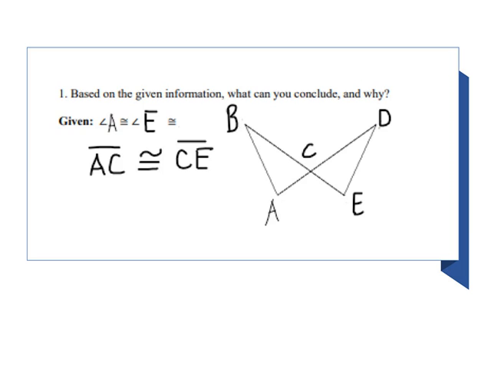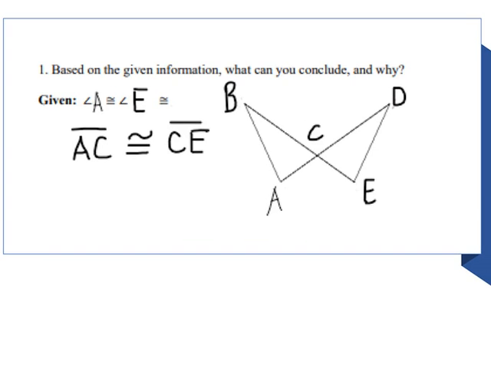Let's go ahead and take this first example here. You will be seeing something like this on your actual exam. Based on the given information, what can you conclude and why? So given that angle A is congruent, these are congruent symbols, sorry, congruent to angle E. So A and E are congruent. Okay, so there's my little congruency statement.